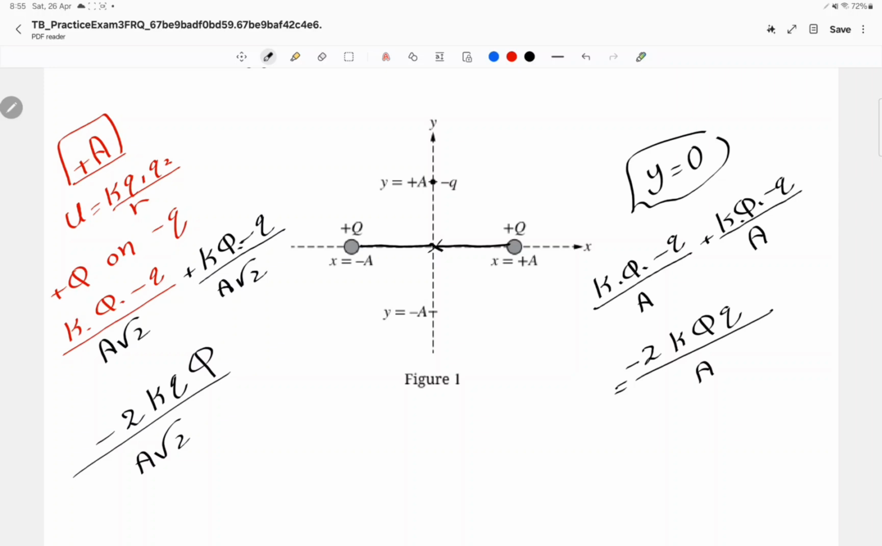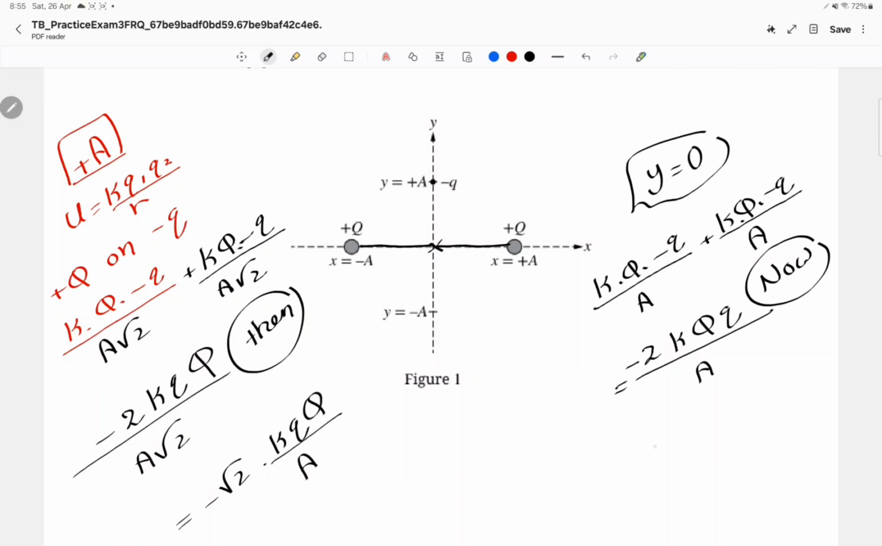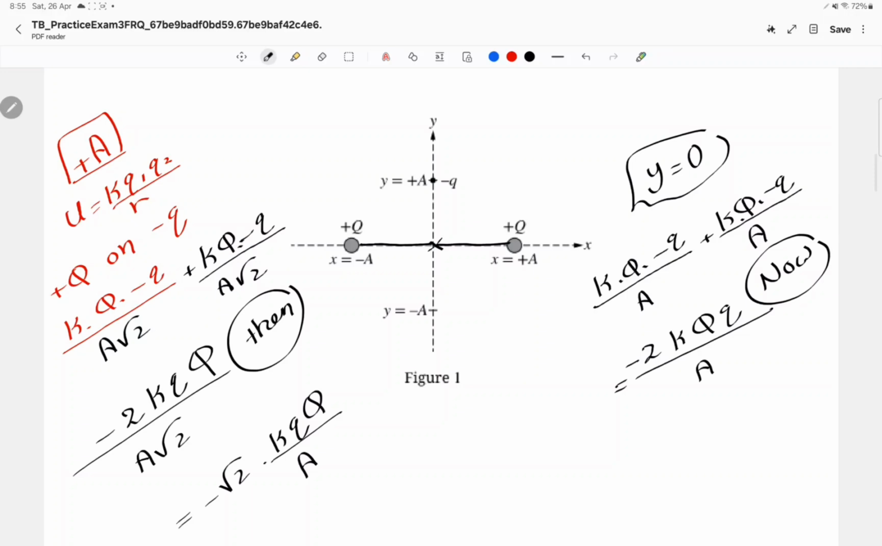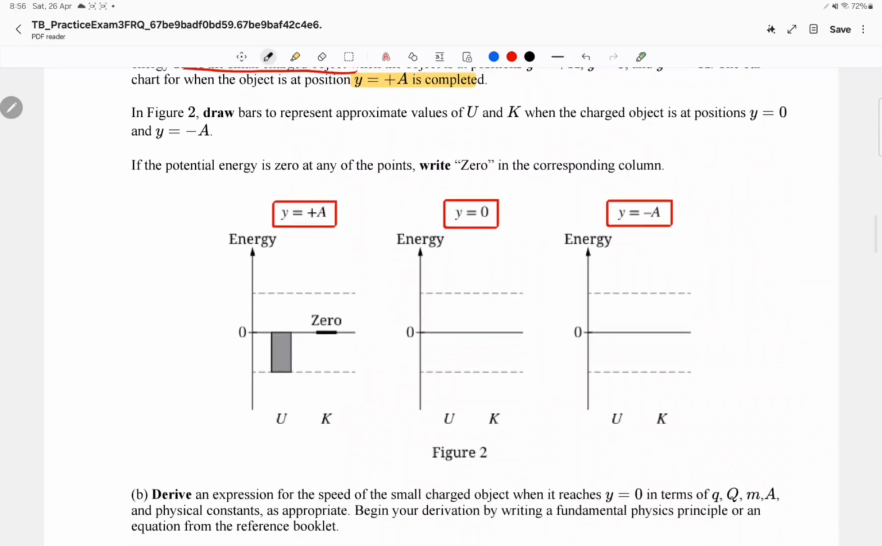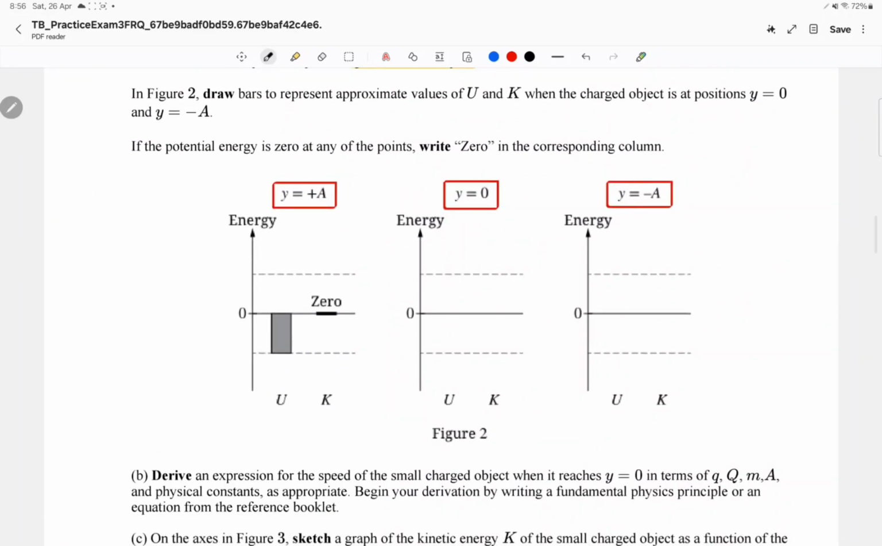Which one is larger, now or then? What do you mean now or then? So this is then, and this is now. Which one is larger? Then, because right now, this just means negative root 2 times kq squared over a. But now it means negative 2. So negative root of 2 is like negative 1.4, but now it became negative 2. So the u is bigger than before in magnitude, and negative, right? Yes.